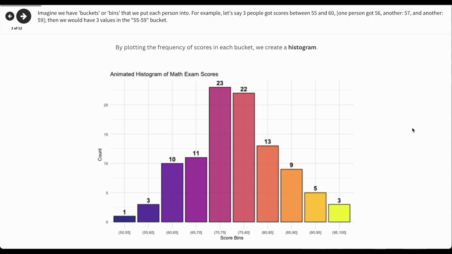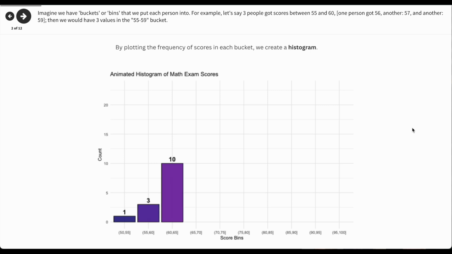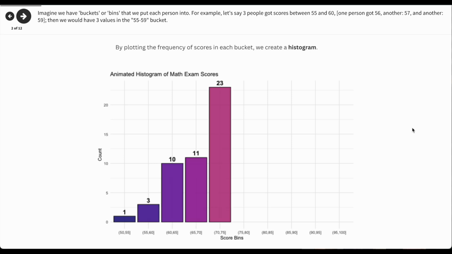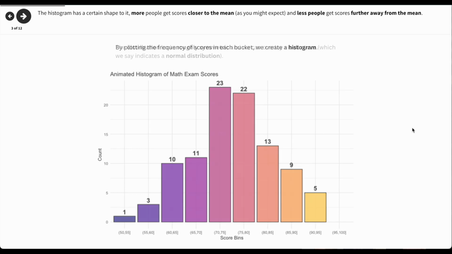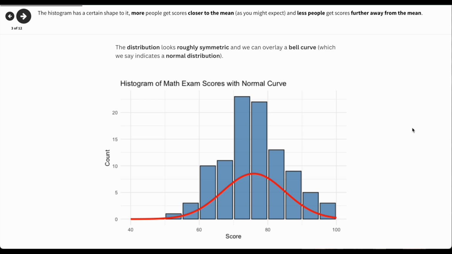That's just a way of visually displaying quantitative information. And what that does is it allows us to see the distribution or the pattern as to how these scores fall. So we can see that it has a certain shape to it. More people get scores closer to the mean, as we might expect, and fewer people get scores further away from the mean. So we say that the distribution looks roughly symmetric, and we can overlay a bell curve, which looks a bit like a bell, which we say indicates a normal distribution.